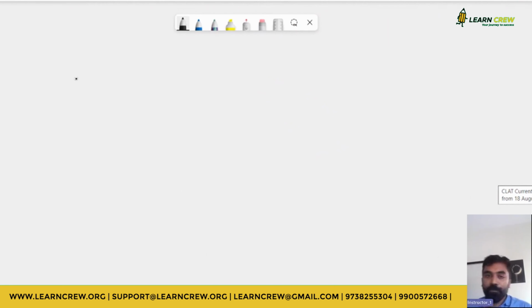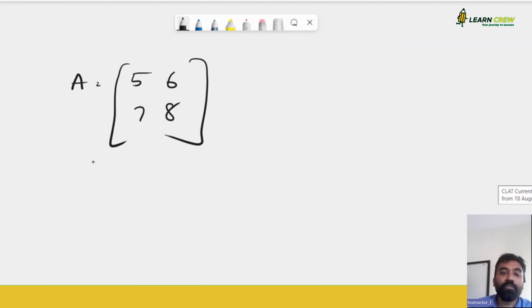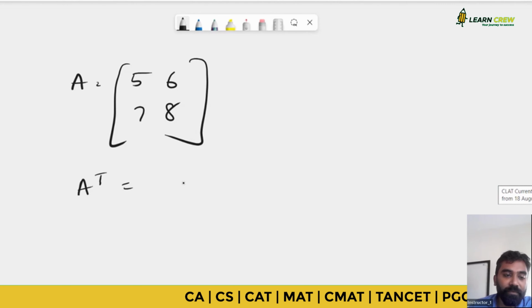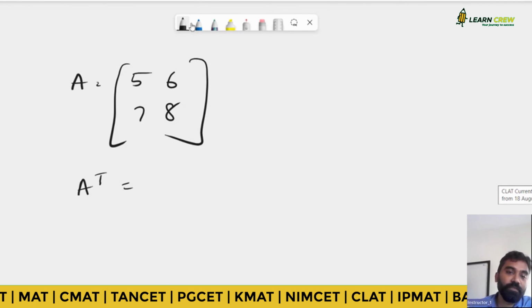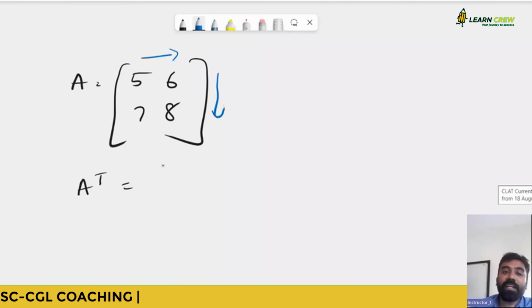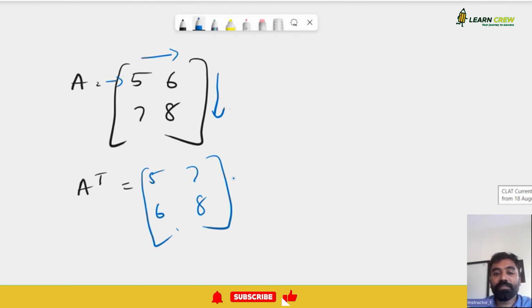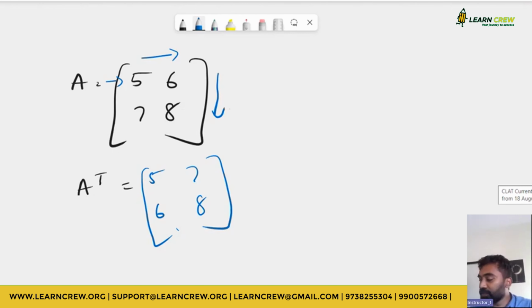Fine. Next. Imagine A is equal to 5 6 7 8. How do you write A transpose? What is the transpose of a matrix? Rows become columns, columns become rows. Right now in matrix A, these are the rows and these are the columns. In A transpose, the rows become the columns. For example, the first row becomes the first column, and the second row becomes the second column. Now this becomes the A transpose.